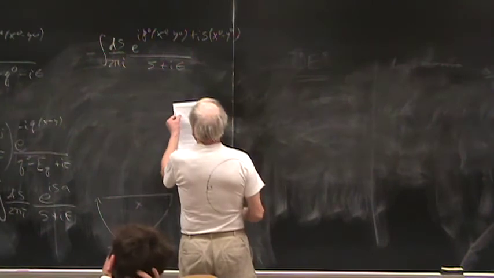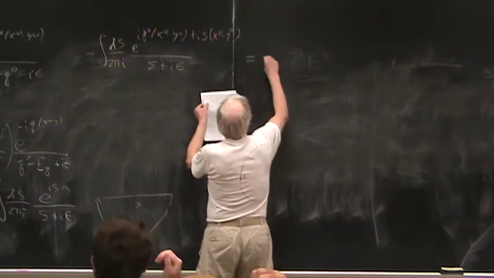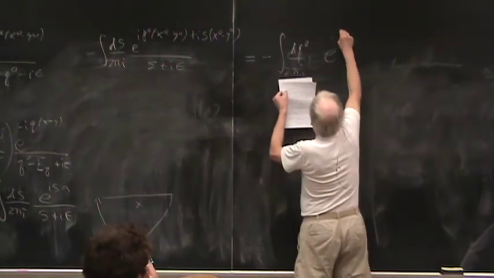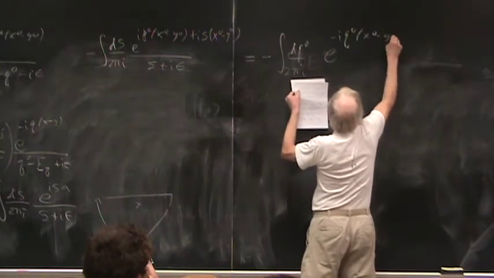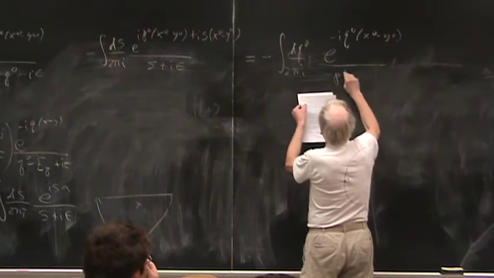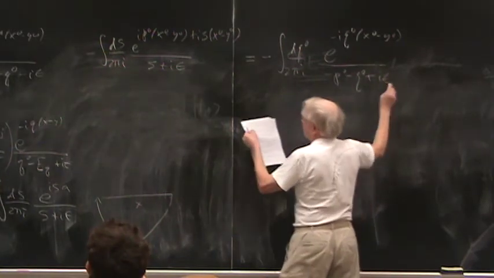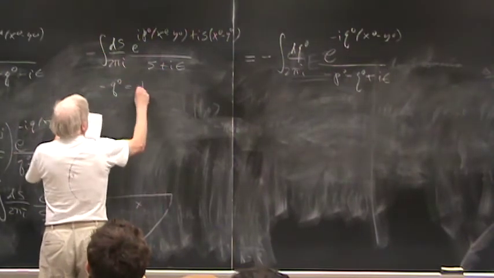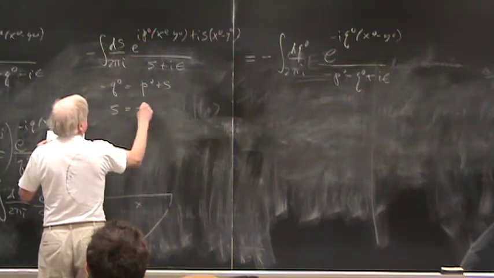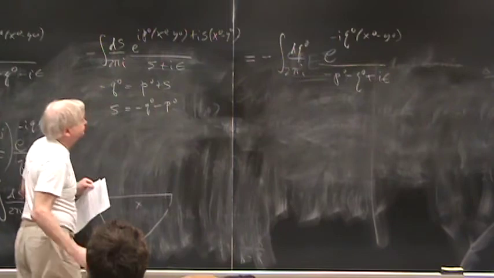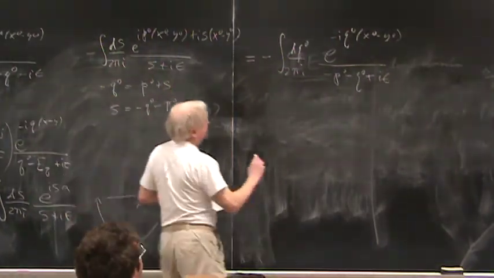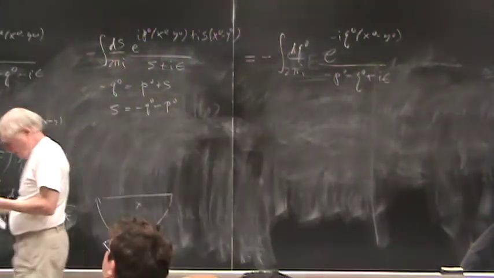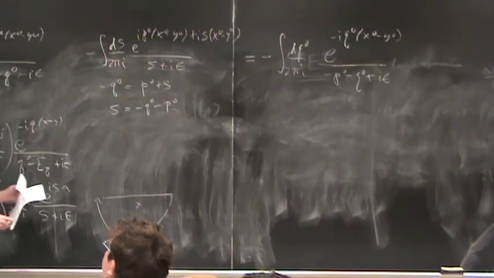Anyways. So this is equal to minus integral dq0 over 2 pi i, e to the minus i q0 (x0 minus y0), over minus p0 minus q0 plus i epsilon. And of course, what I've done here was set minus q0 equal to p0 plus s. So s is equal to minus q0 minus p0. So we have p0 plus s up here turned into minus i q0. Okay, you all set?